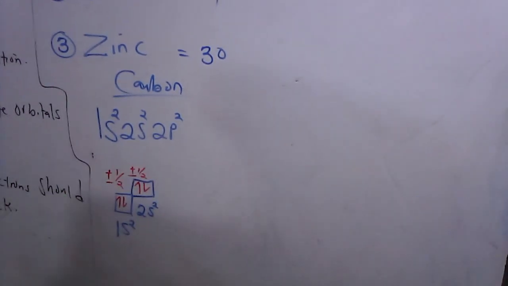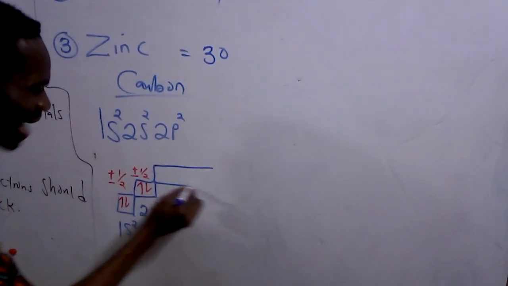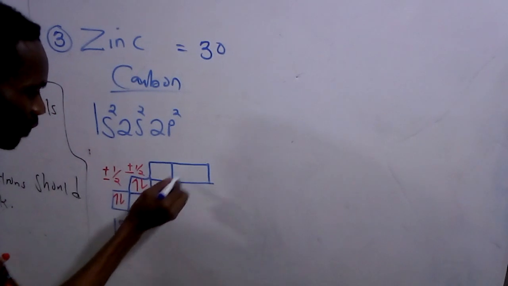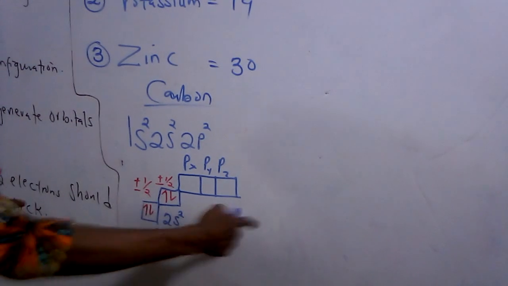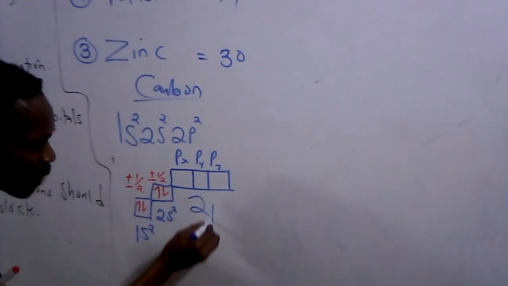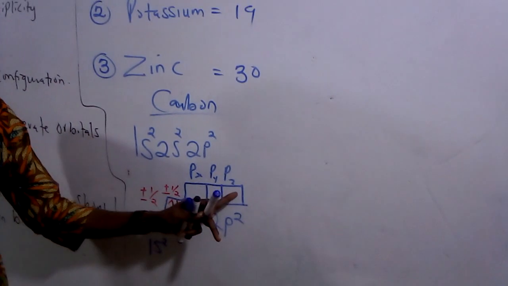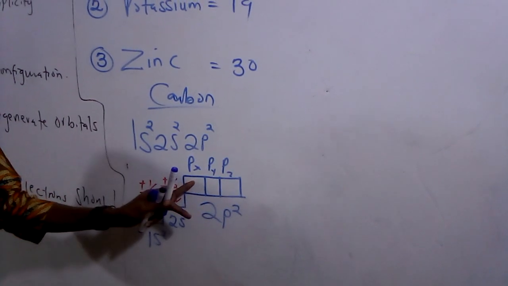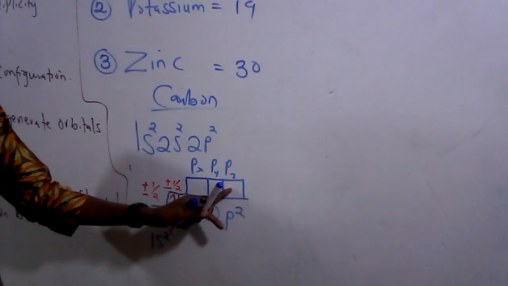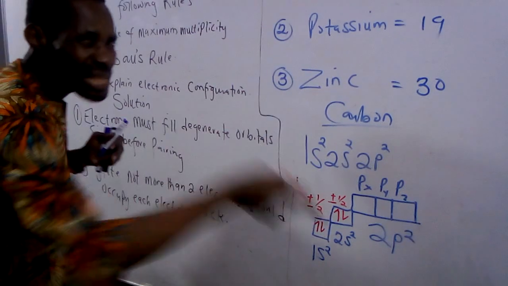Now the next we have is the 2p. When you come to the 2p, we know that the p from our previous class has 3 electron blocks. We have the px, py, and pz. This is what we call degenerate orbitals. We have 2p2. Degenerate in the sense that they are of equal energy level, just like in school, you have JS1A, JS1B, JS1C, and JS1D. They are all of equal energy level. So according to Hund's rule, they must be filled singly.